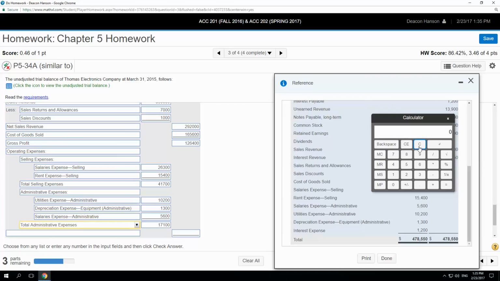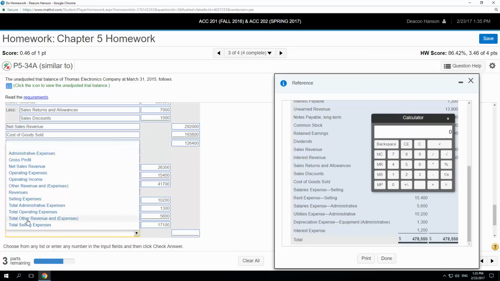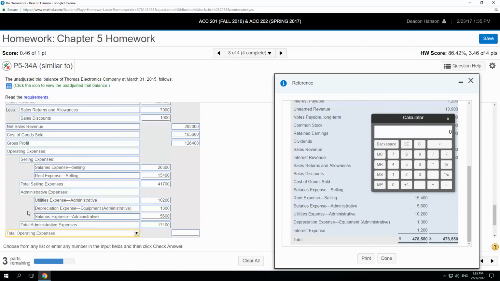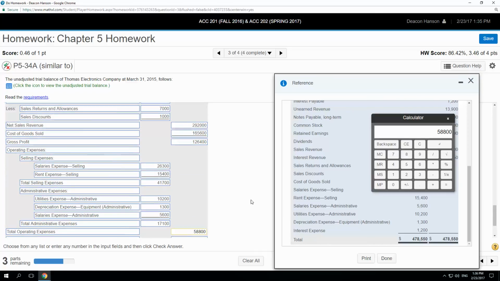Okay. So if I take my total selling expenses and add them to my total administrative expenses, that will give me my total operating expenses. Because we're in the operating expense category. Okay. So we can do that. I'll go 41,700 plus 17,100. Just taking the two subtotals. And that gives me 58,800. So far, so good.